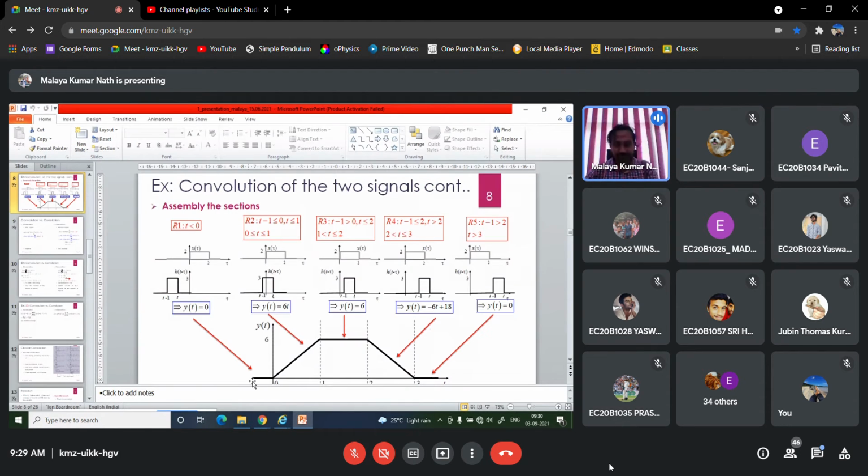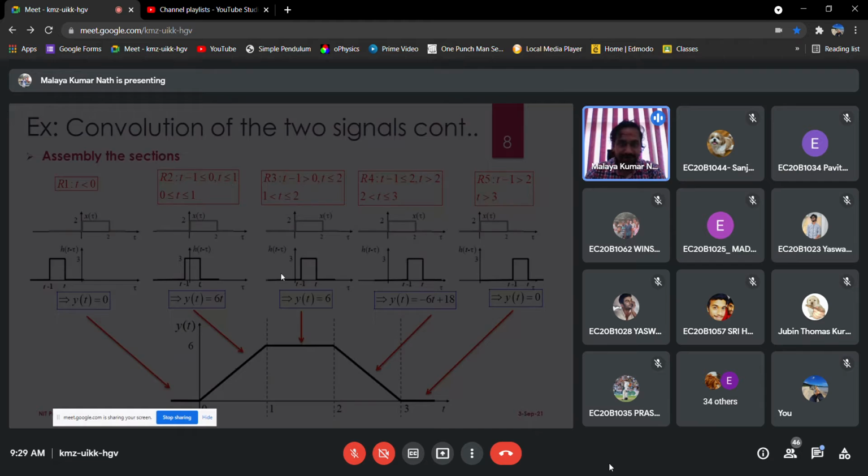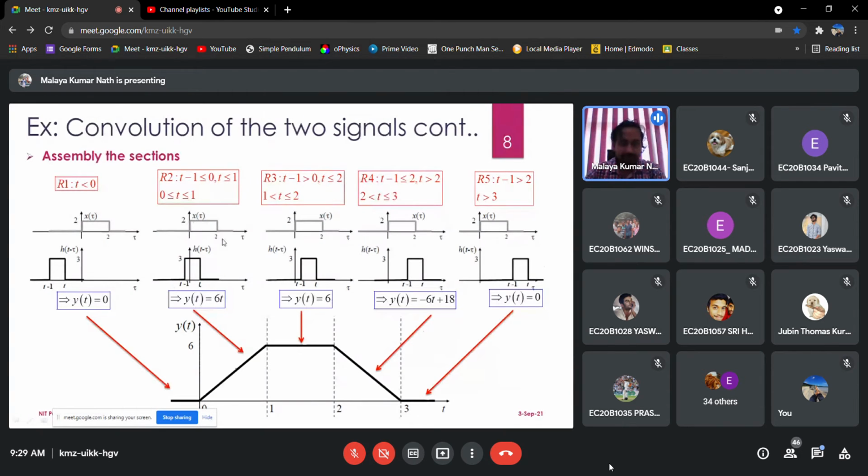Now we'll come to the regions. Gradually, in this case region 1, there is no overlapping, so your convolution output is equal to 0. As the signal h of tau is moved over this x of tau, there will be some partial overlapping occurring in region 2. Due to region 2, as there is a partial overlapping, the signal is gradually increasing with respect to time.